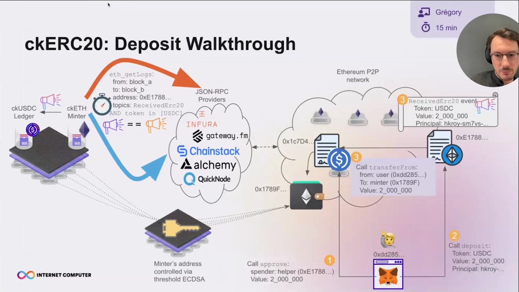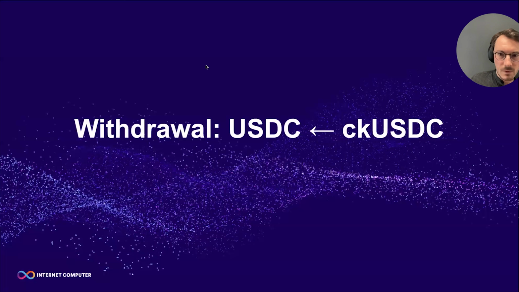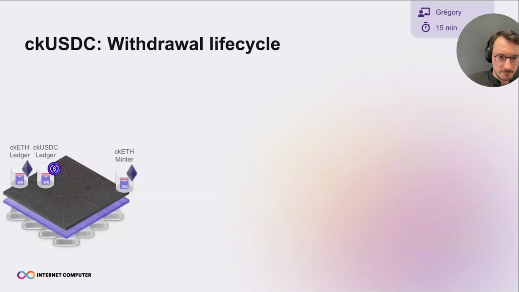So now that I have some token to play with, I can do a withdrawal. So meaning I have some ckUSDC token on the IC, and I want to get back USDC on Ethereum. So here we need to consider a third canister, which is the ckETH ledger. And that's because on Ethereum, if you want to do an ERC20 transaction, this will involve transaction fees, and those fees need to be paid in ETH. So for that, we're going to use some of the user's ckETH to pay for those transaction fees.